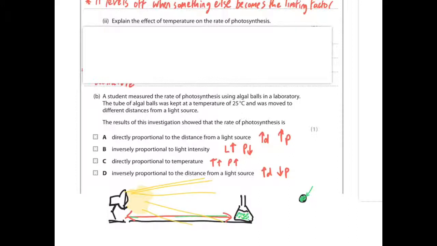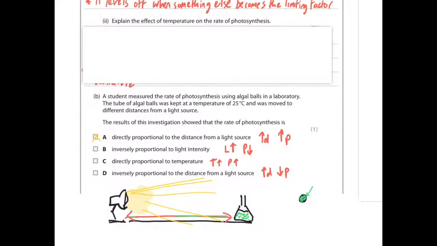So the results of the investigation showed that the rate of photosynthesis is directly proportional to the distance from a light source. So that would mean that as distance increases, the rate of photosynthesis increases. No, that's not true, so that can't be right. Next one, inversely proportional to the light intensity. So that means as light intensity increases, the rate of photosynthesis decreases.